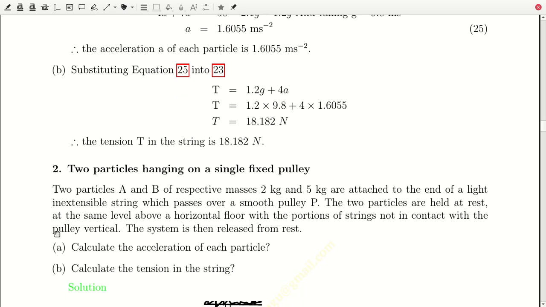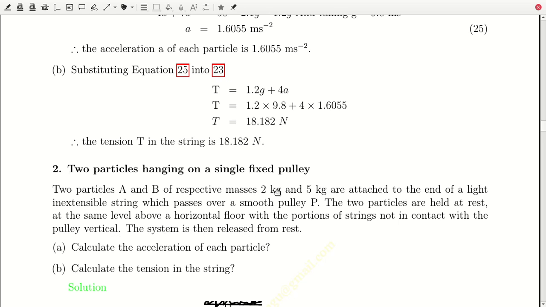The second example is for two particles hanging on a single fixed pulley. They are saying two particles A and B of respective masses 2 kilograms and 5 kilograms are attached to the ends of a light inextensible string which passes over a smooth pulley P. The two particles are held at rest at the same level above the horizontal floor, with the portions of the string not in contact with the pulley vertical. The system is then released from rest.